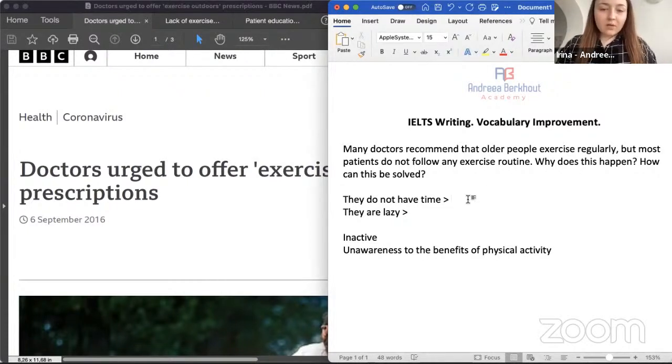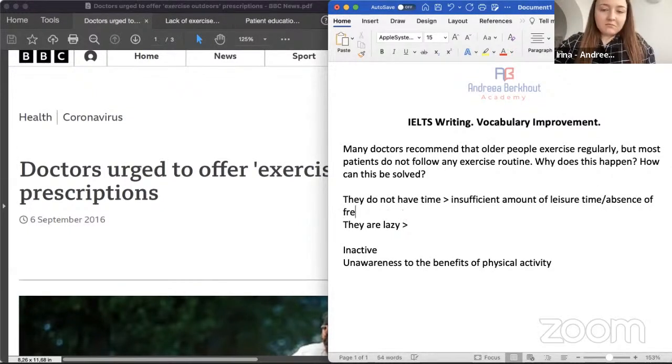Here, for not having enough time, we can just say an insufficient amount of free time or leisure time. Yes, just to have slightly better words. Absence, insufficiency of free time, let's say, anyway. Of course, I don't think that's really, I mean, we can find these as causes, but they are disputable. Great.